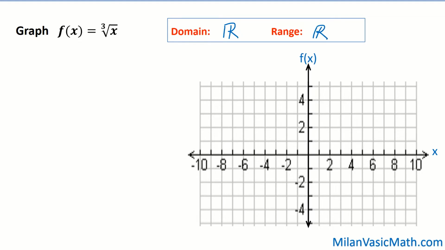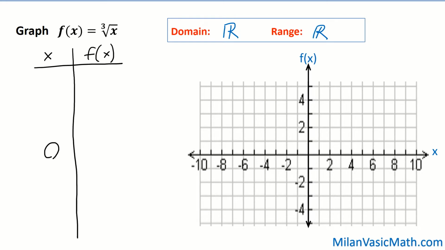All right, let's make an XY table. And I'm going to start in the middle here. I'm going to start with 0. And the cube root of 0 is 0. Okay, let's move on to 1. I chose 1 because the cube root of 1 is 1.